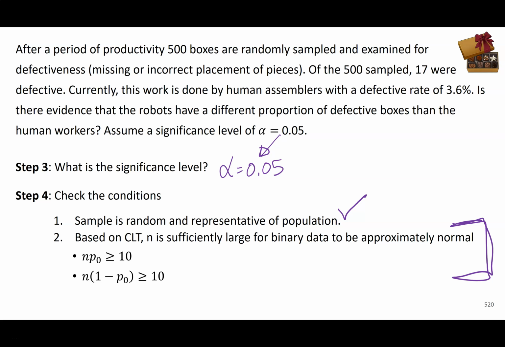Then what changes, though, is, assuming the null is true and robots really have the same defect rate of 3.6%, did we take a big enough sample size that we could have expected at least 10 defective and at least 10 not defective? So was our sample size of 500 big enough? Chances are yes, 500 is pretty big, but it's worth checking. And definitely there are times when p naught is really tiny, like certain diseases that have really, really low prevalence. You're going to want to make sure you take a big enough sample size to see at least 10 individuals with it.